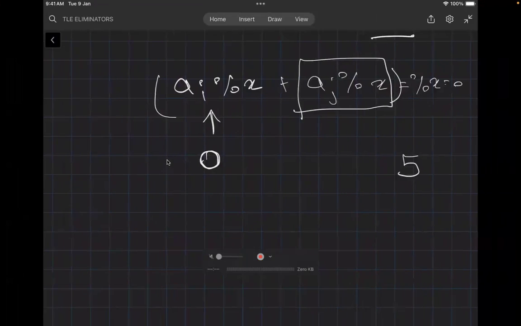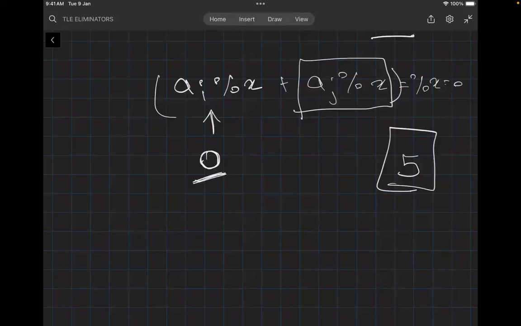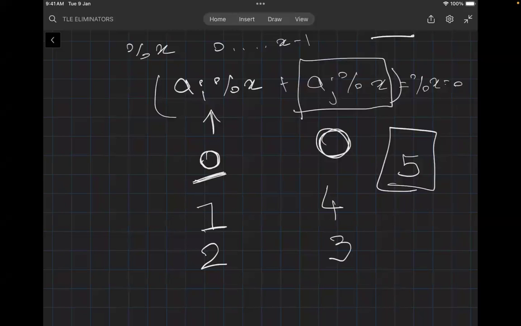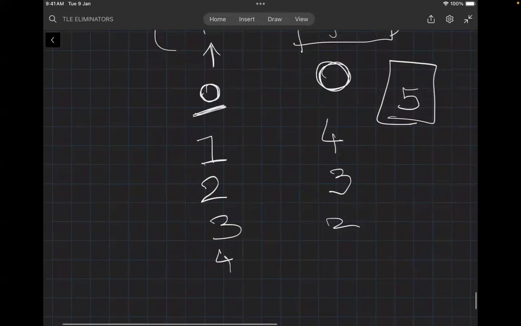In modular arithmetic, the values are only from 0 to x minus 1, right? So if x is 5 and AI mod X is 0, then AJ mod X is also 0. Similarly, if AI mod X is 1, then AJ mod X will be 4. When you do something mod X, the values are from 0 to x minus 1. If AI mod X is 2, AJ mod X has to be 3, and similarly 3, 2, then 4, 1.